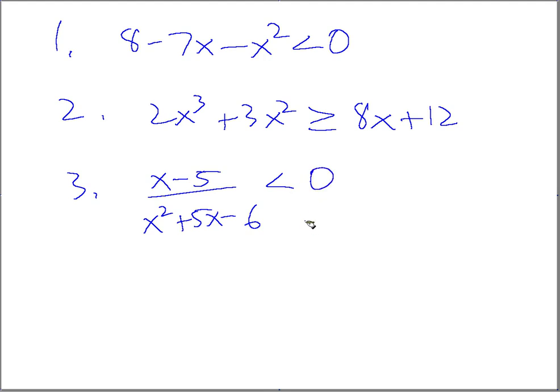So solve these 3 inequalities using the sign chart that we talked about, and post these solutions, probably using interval notation, or set builder, up to you, but I prefer interval notation, and post it into Blackboard. So we'll go over it in class, and until next time then.